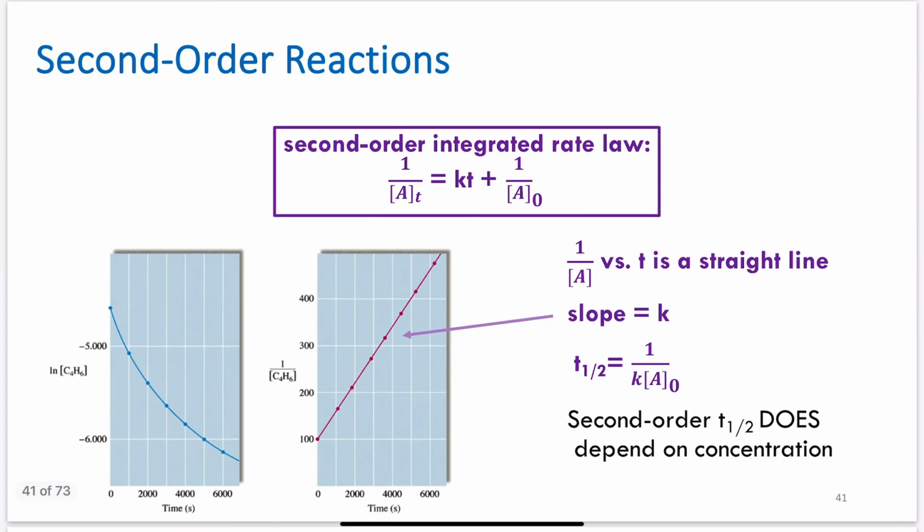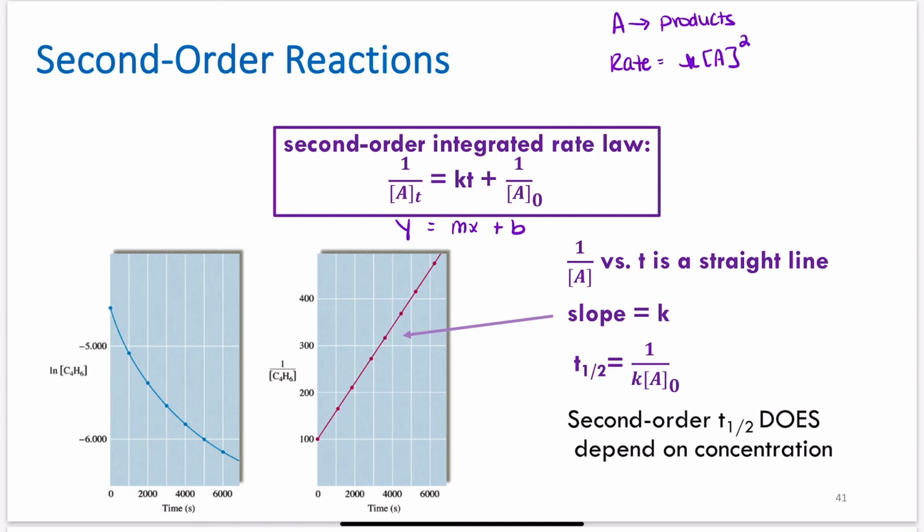What if your reaction is second order? We know that if A goes to products, second order means that if I double the concentration of A, the rate quadruples. We write this as the rate is equal to k times A quantity squared. The second order integrated rate law is here: 1 over the concentration of A at time t is equal to kt plus 1 over A naught. This is again in the form y equals mx plus b, because that is useful to us.